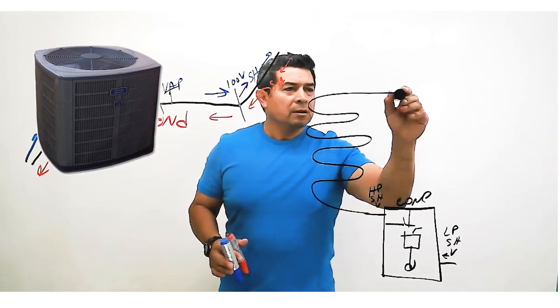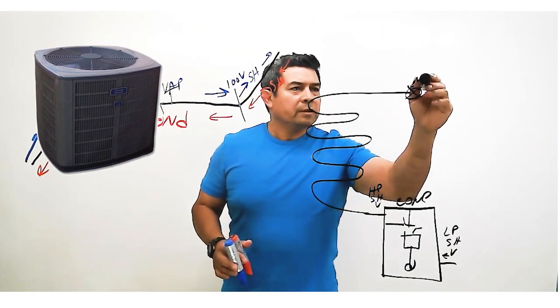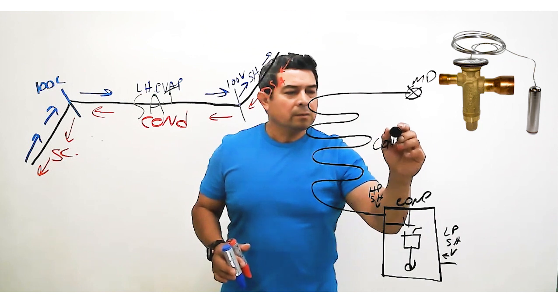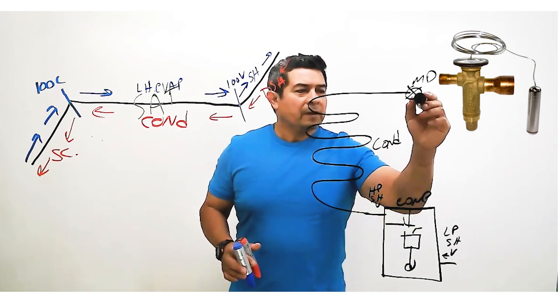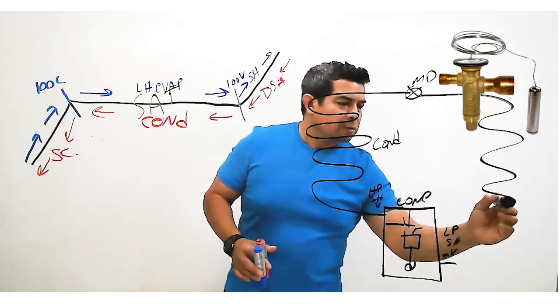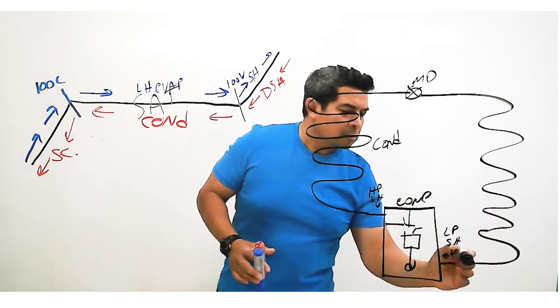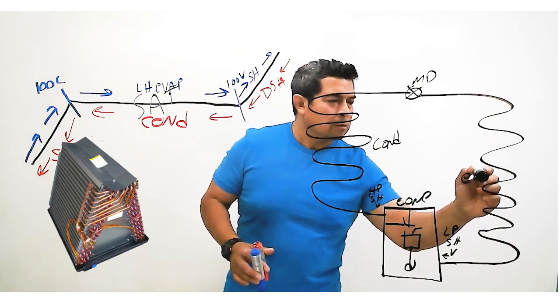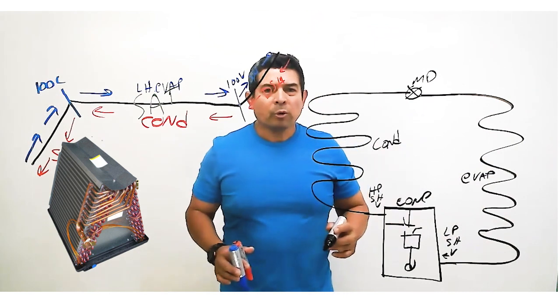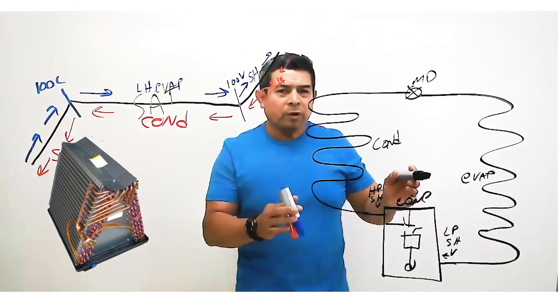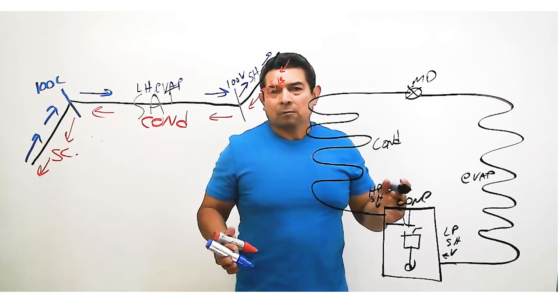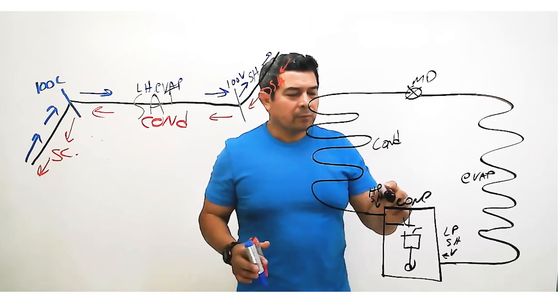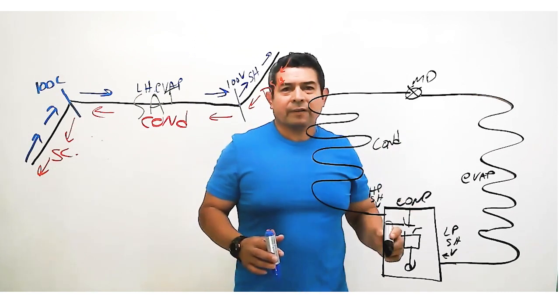From the condenser, it goes to the metering device. So we have the condenser here. There's my metering device. And then from here, we go on over to the evaporator. We have to have the four components. It doesn't matter if you have a chiller, a window unit, a split system, a rooftop package unit, it doesn't matter. We have to have the compressor, condenser, metering device, and evaporator.